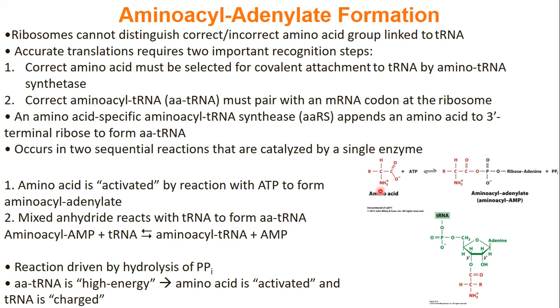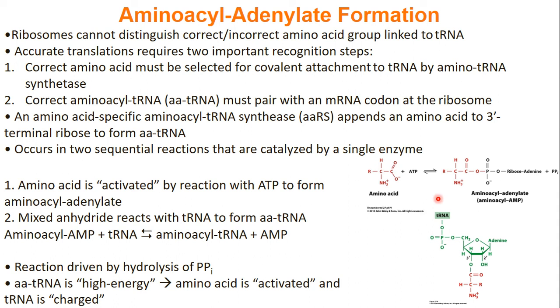First, our amino acid is activated by a reaction with ATP, in which we get our aminoacyl AMP and pyrophosphate. We say this is activated because this phosphate is very high energy, this amino acid phosphate group. So removing this phosphate is favorable. Then our mixed anhydride, our aminoacyl AMP, will react with our tRNA to form our AA-tRNA.